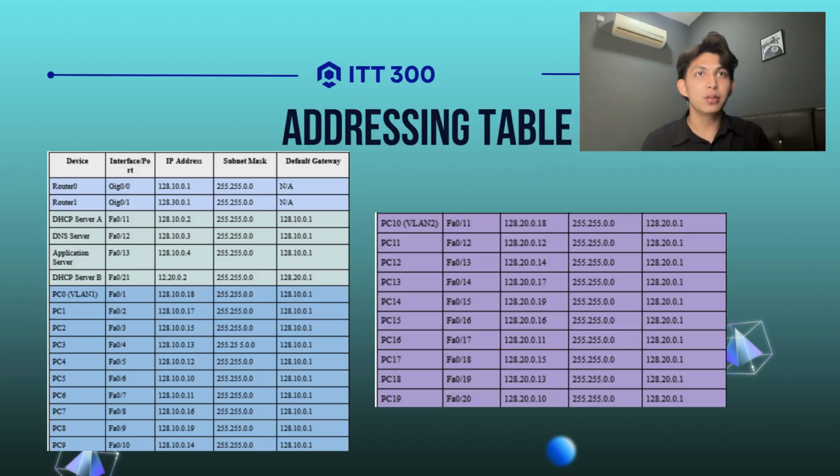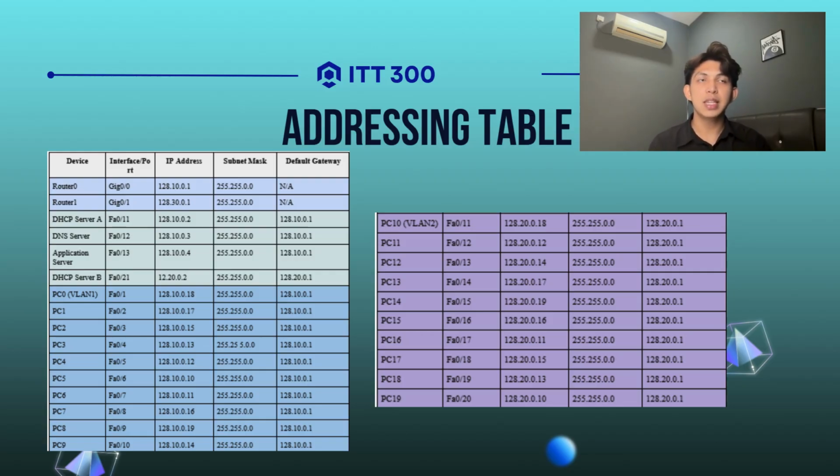So first of all, let's start by looking at our addressing table on the screen. To connect our dual star topology, we configured two main gateways. Router 0 handles our LAN A gateway on interface GigabitEthernet 0/0 using the IP address 128.10.0.1. For router 1, we connect our link via 128.30.0.1. To secure an excellent mark according to our project rubric, we also integrate a critical automated service directly into the network.